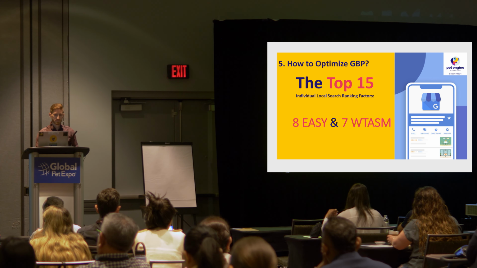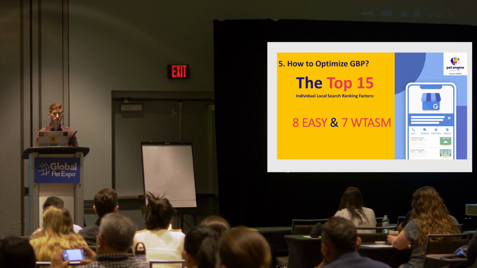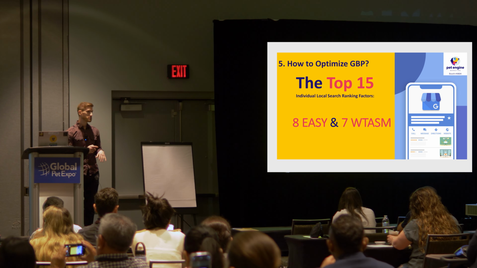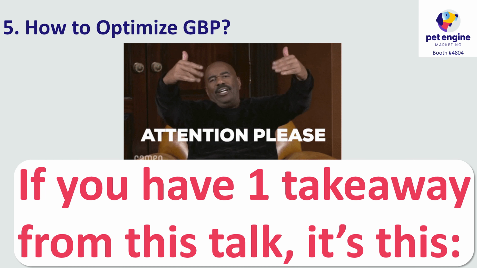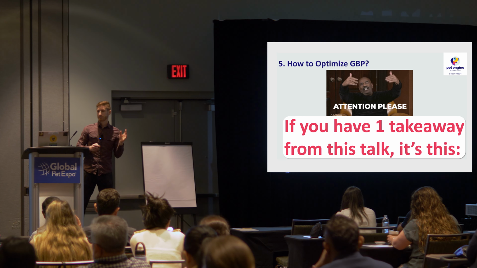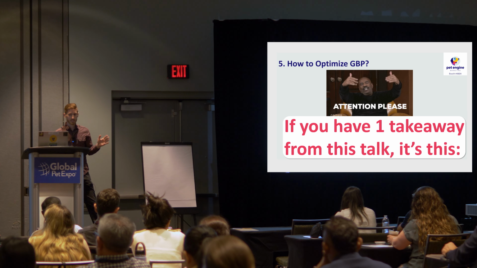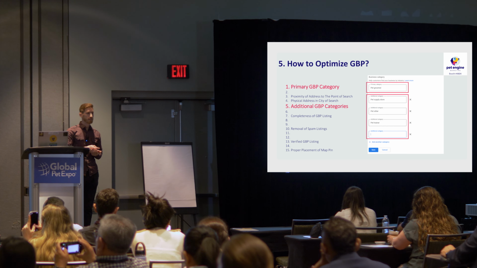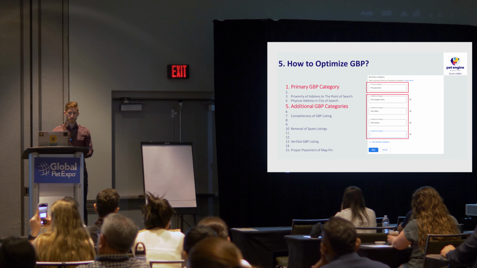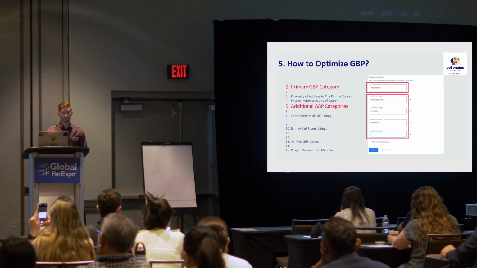Those are a breeze. 4 of our top 5 factors are what I would consider easy, and actually 2 of them we can't really do anything about, which is even easier. So if you have a single takeaway from this talk today, I would like it to be this. So pay attention to this part. Your primary Google Business Profile category is the most heavily weighted element when it comes to local SEO. Super, super important, and it's also really easy to adjust.